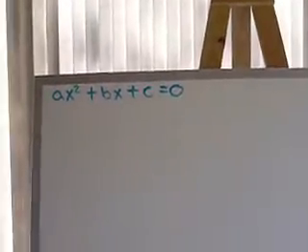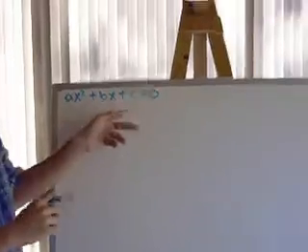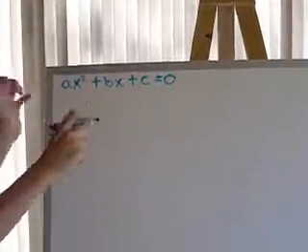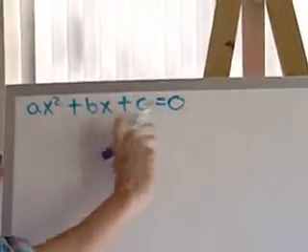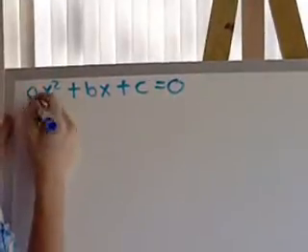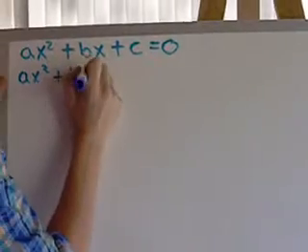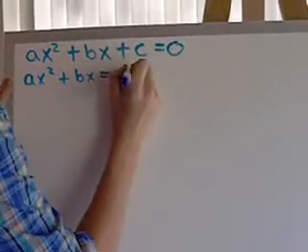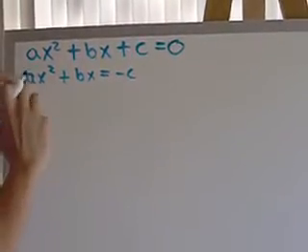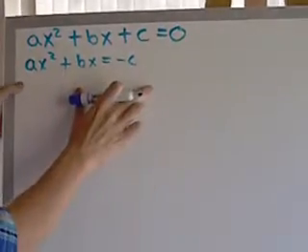Introduction of the general formula for solving x. So I'm going to start by subtracting c from both sides. So I have ax squared plus bx is going to equal minus c. And then I'm going to divide by a on both sides.